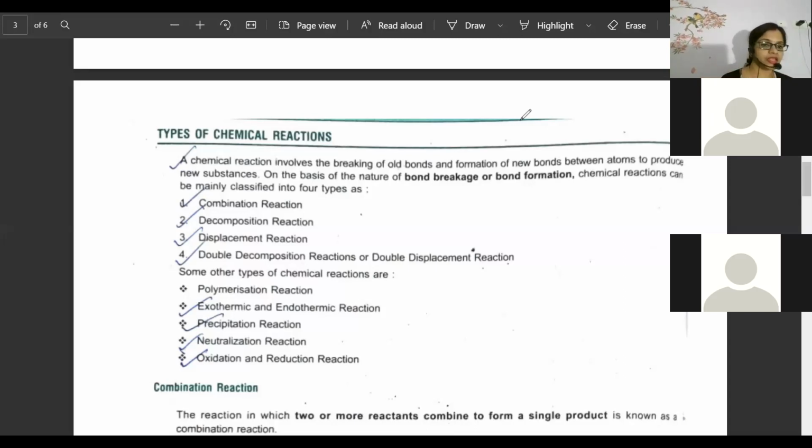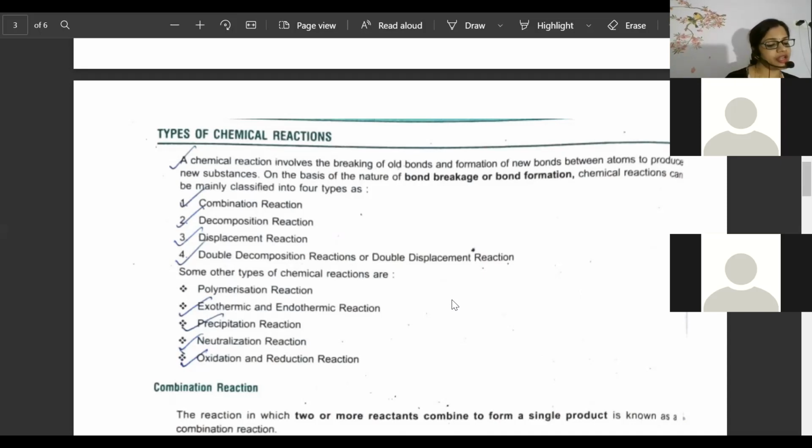Okay. So rather than giving a lecture, I will check your paper nicely and tell you where you are still making mistakes. Fine. So now this point must be remembered. That's why I gave a tick at that point. And that point is exactly: chemical reaction involves the breaking of old bonds and formation of new bonds between atoms to produce new substance. That's why I put a tick in that.